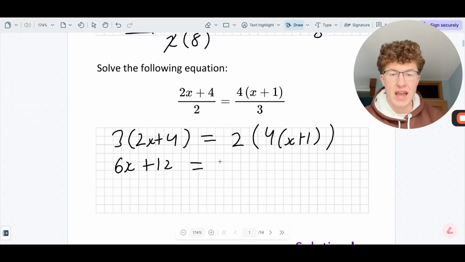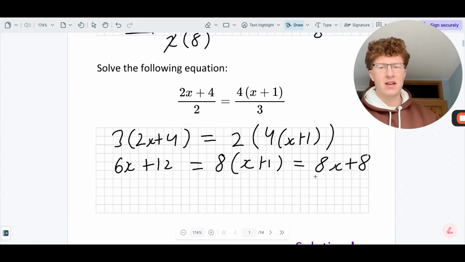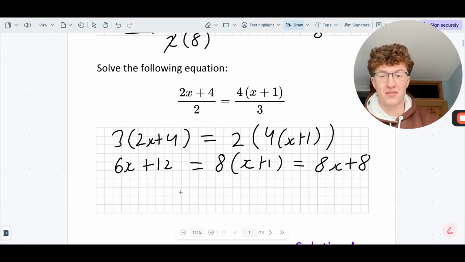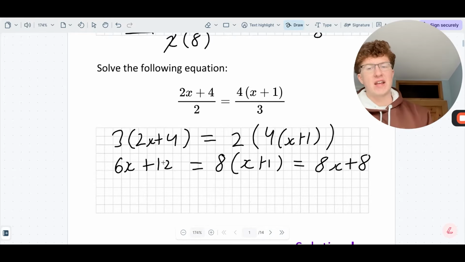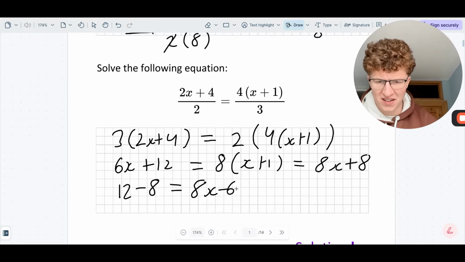Then that's going to equal 8 times, because 2 times 4 is 8, 8 times x plus 1, which is going to just be 8x plus 8. Now, we want to solve for x here. Notice it says solve. So we're going to bring the 6x over to this side and bring the 8 over to the other side. What we're going to get then is 12 minus 8 is equal to 8x minus 6x.